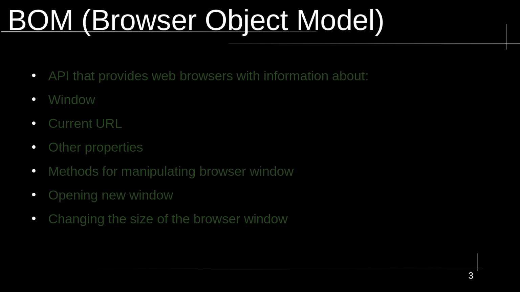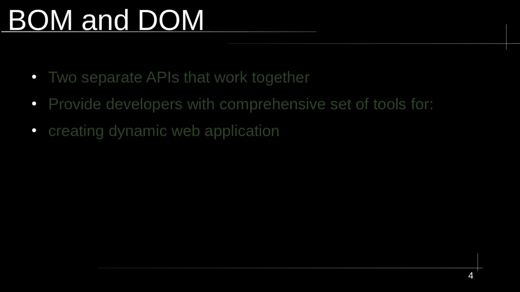BOM, or Browser Object Model, is an API that provides web browsers with information about window, current URL, or other properties. It also provides methods for manipulating the browser window, opening a new window, or changing the size of the browser window. So what BOM does is nearly the same as DOM, but here it is for the browser window and properties of the browser. So generally, BOM and DOM are two separate APIs that work together, and they provide developers with a comprehensive set of tools for creating dynamic web applications.